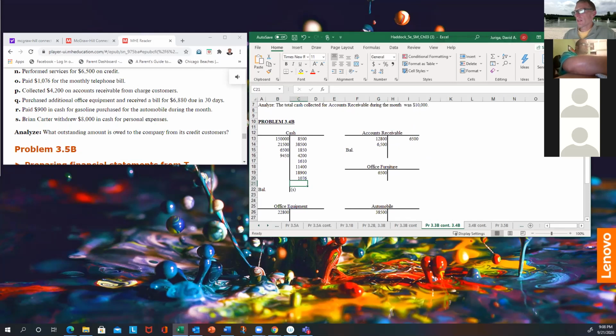All right, letter P, collected $4,200 on accounts receivable. So accounts receivable is now going to cash. Collecting meaning you're getting the money, increasing cash. Therefore, what do you do to cash? Debit cash. So if I debit cash, this is for $4,200. I then credit accounts receivable for $4,200.